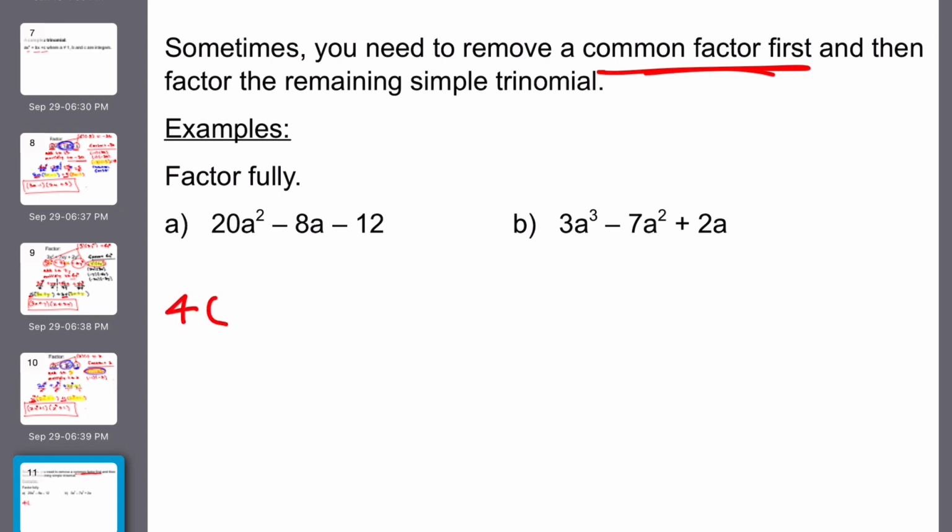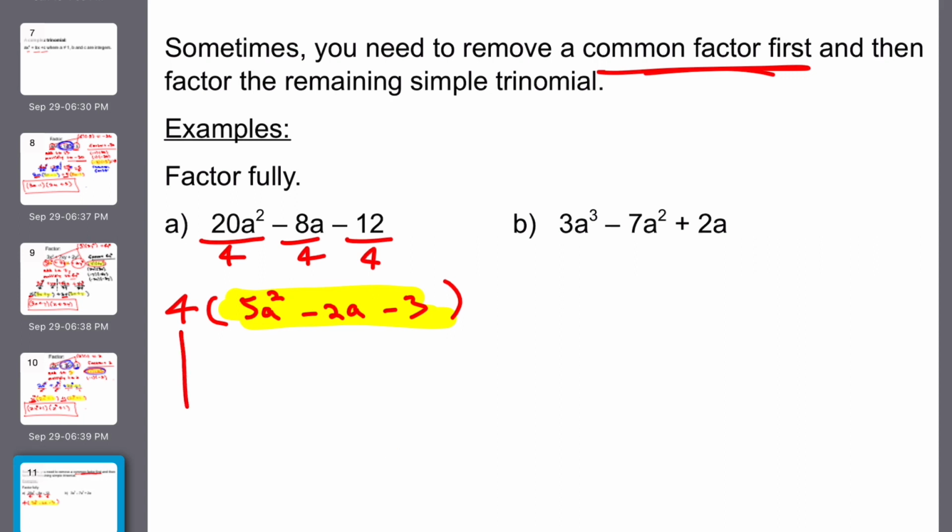If you divide everything by 4, you'll be left with 5a squared minus 2a minus 3. So now what you would do, now you would just go ahead and complex factor 5a squared minus 2a minus 3, and just make sure that you have that 4 on the outside of your final answer there. Okay, so you guys know how to do that. I'm gonna let you do that on your own.